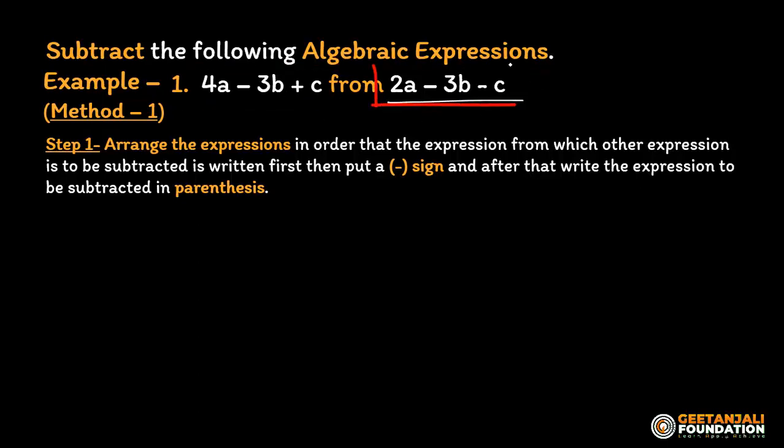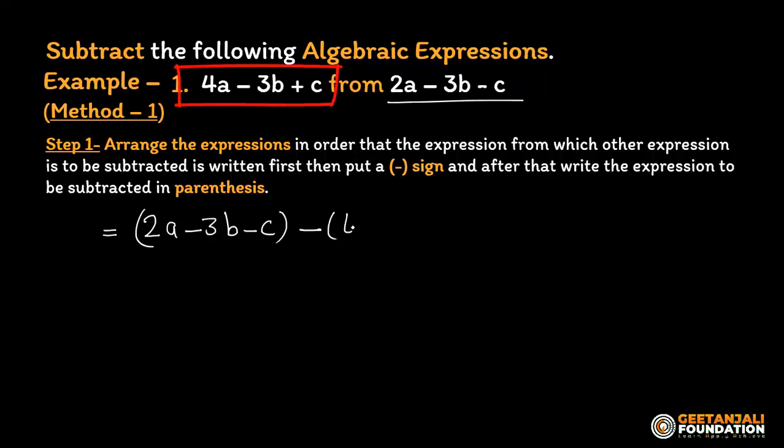So we will write this expression first. So we will write 2a minus 3b minus c. This is our first expression and we will put a minus sign and then we will write this expression. So we are writing 4a minus 3b plus c. So we have written it. So we have arranged it properly.